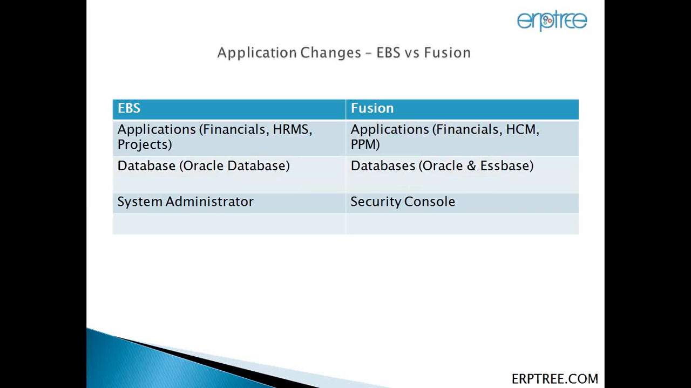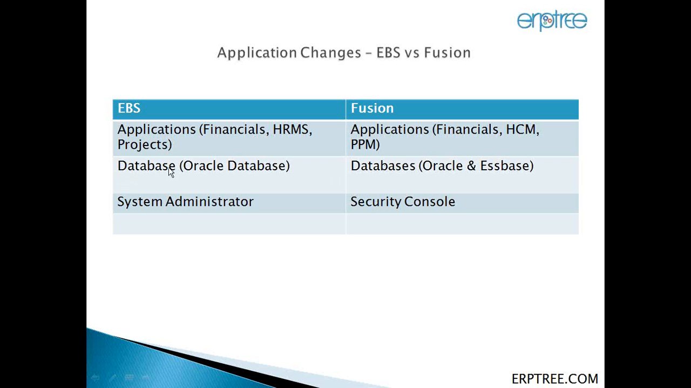And other changes here, application-related changes between EBS and Fusion application. When I talk about applications in EBS, we have financials, HRMS, projects; this is how the classifications are. When you look at Fusion applications, financials or SCM remain as SCM only. HRMS we are calling HCM. The projects we are calling PPM. The EBS SCM we are calling SCM only in the Fusion application. There is no change in naming convention.